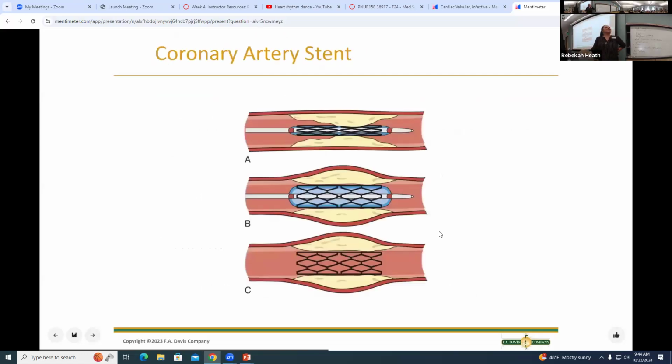They can also put a stent in. So here's another picture where instead of just ballooning it open, sometimes there's a little mesh kind of stent that will open up and keep those arteries opened.